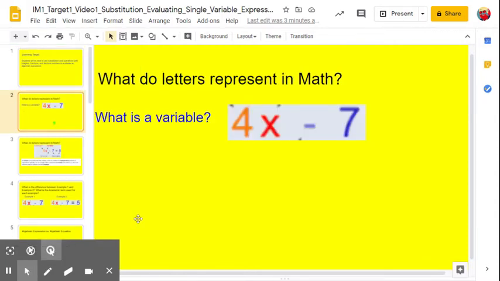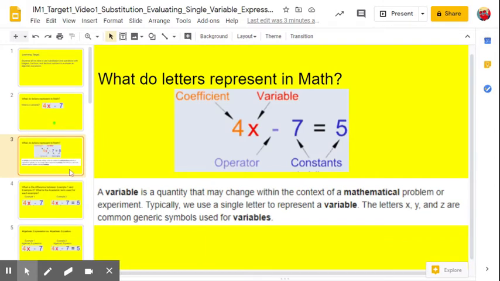So what do letters represent in math? What is a variable? So we have this 4x minus 7. The x is the variable, and a variable is simply a quantity that may change within the context of a mathematical problem or experiment. Typically, we use a single letter to represent a variable. Common letters we use in algebra are X, Y, and Z, but by all means, you can use any letter in the alphabet as a variable.